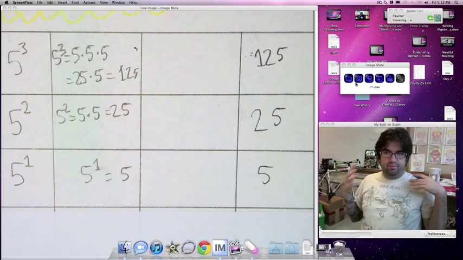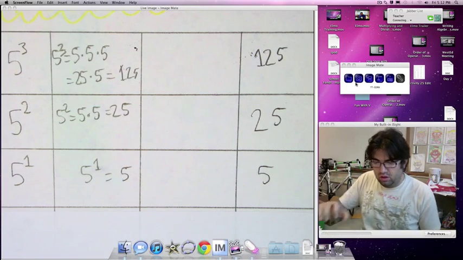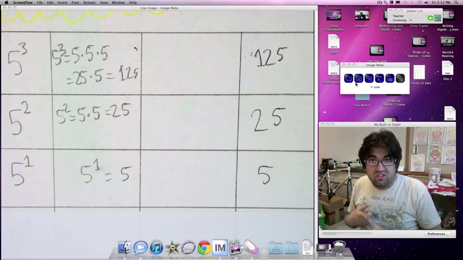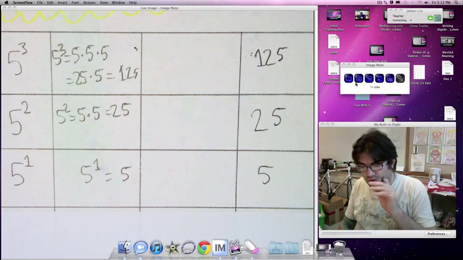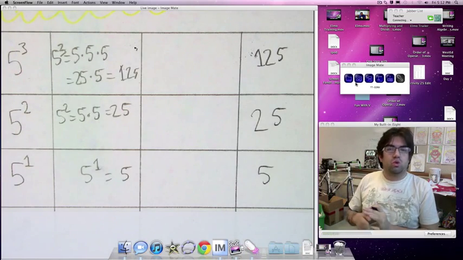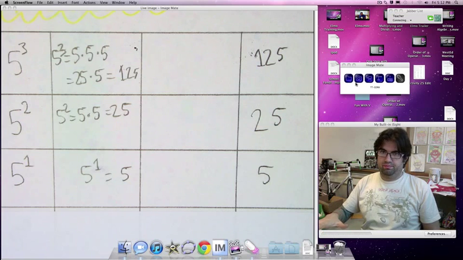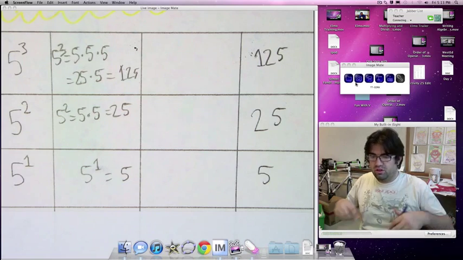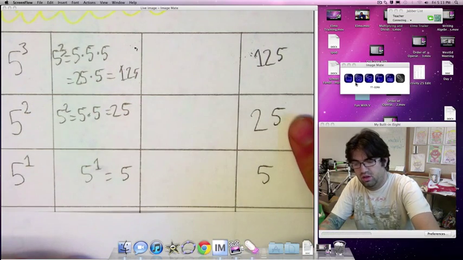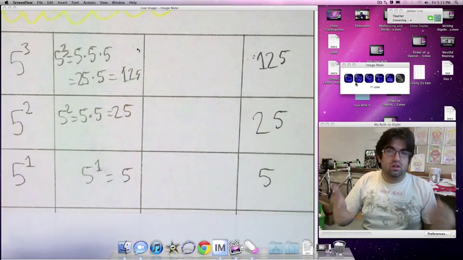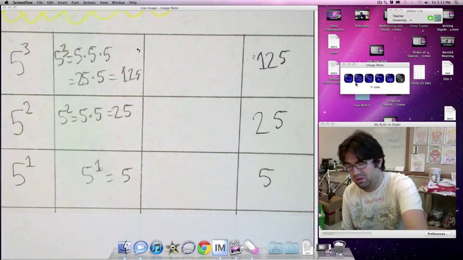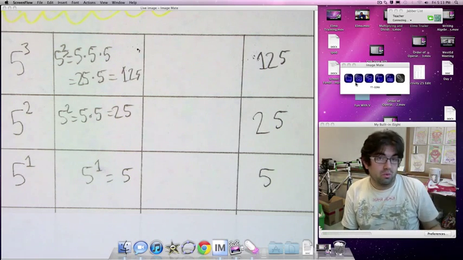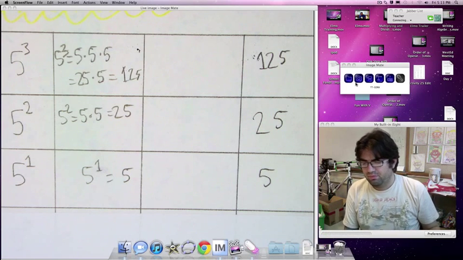Well, here comes the part that is like the key that unlocks 5 to the 0 and 5 to any negative. If you understand this part right here, tomorrow's worksheet is going to be a breeze. 5 times 5 is 25. 25 times 5 is 125. And 125 times 5 is 5 to the 4th, which is 625. All great information.